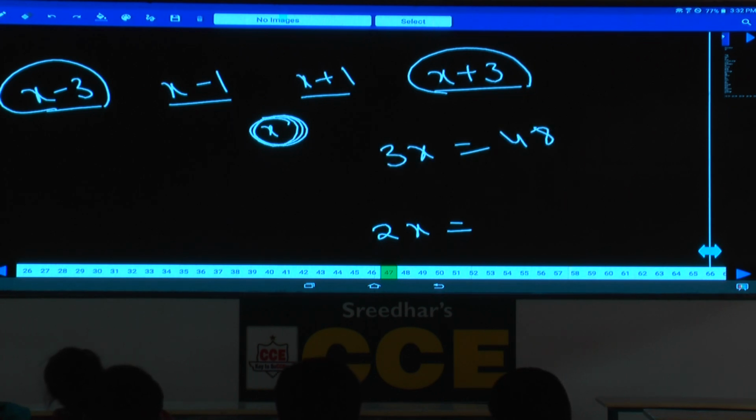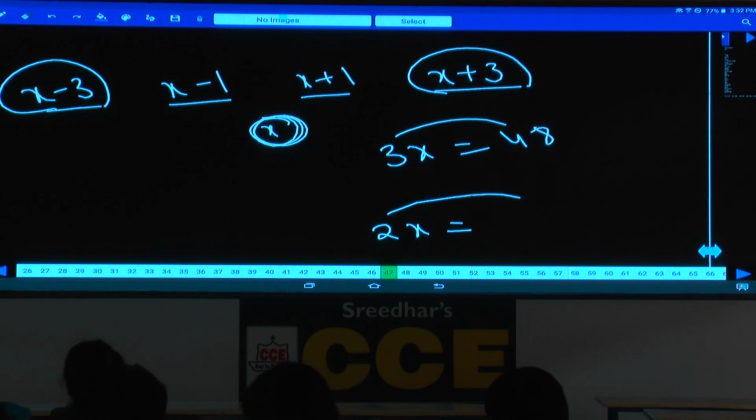If 3x is 48, 2x is how much? 3 how many times is 48? 2 16 times, 32. Over.